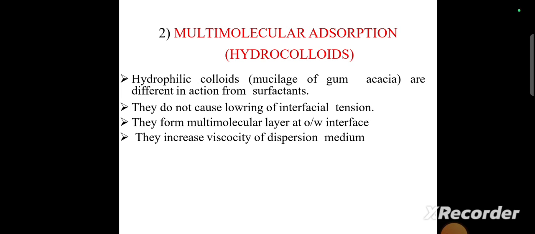Multimolecular adsorption. What is multimolecular adsorption? Basically they are hydrocolloids. Hydrocolloids, meaning hydrophilic colloids, are different in action from the surfactants. They do not cause lowering of interfacial tension. They form a multimolecular layer at the oil in water interface. They increase the viscosity of the dispersion medium.